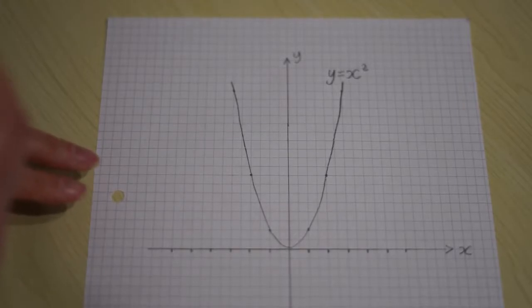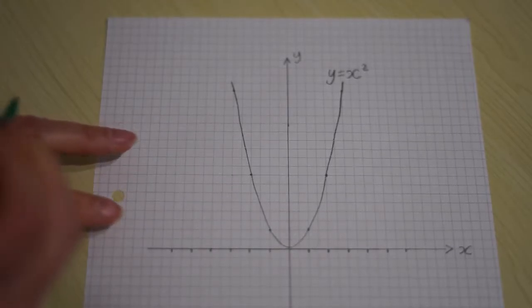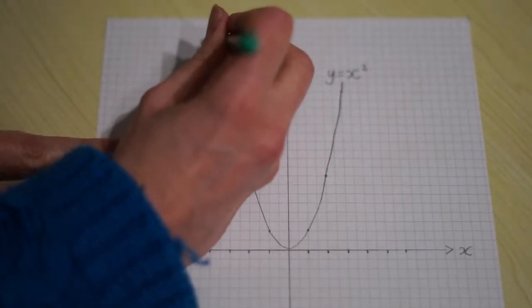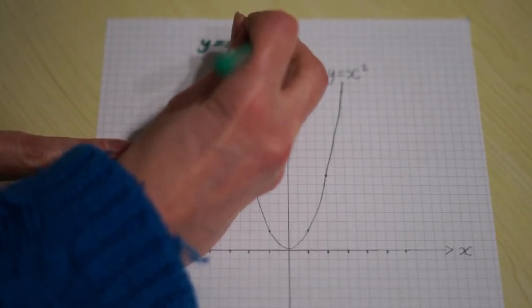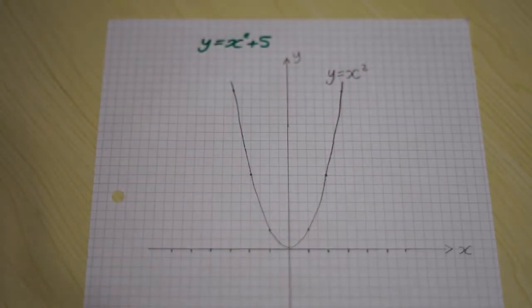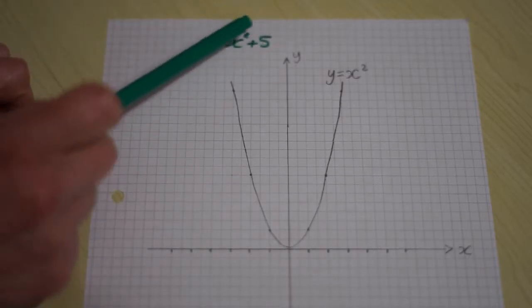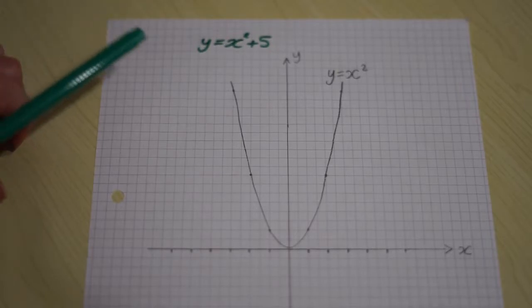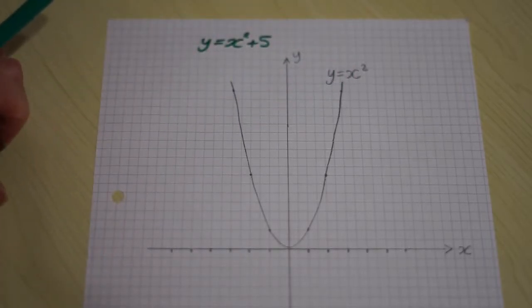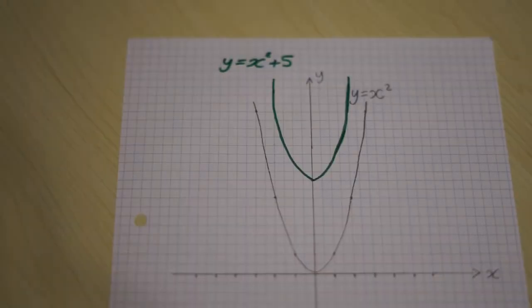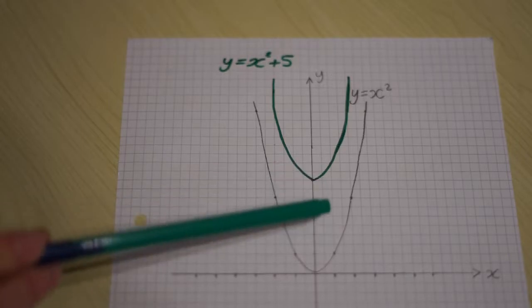If you are asked to sketch y equals x squared plus 5, which I've written in green, we can see that this new equation that we've been given is exactly the same as y equals x squared, but with 5 added on the end. So our new graph looks like this. Here it is, drawn in green. We see that it's a translation of y equals x squared vertically upwards.